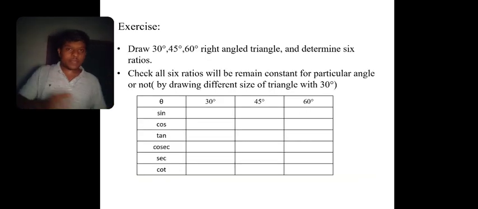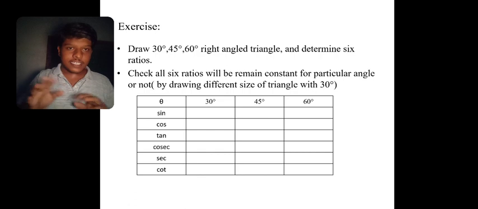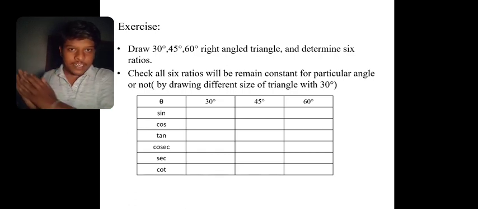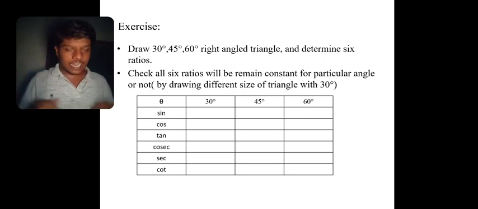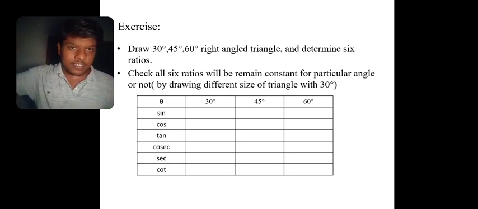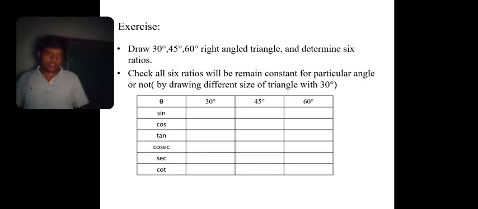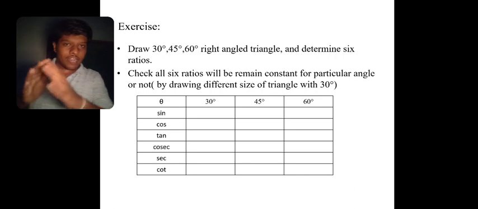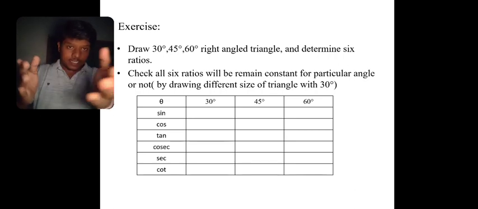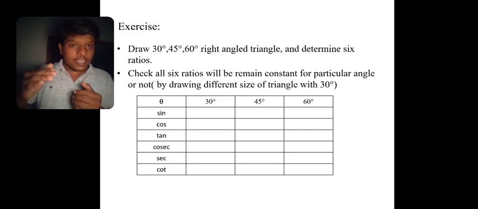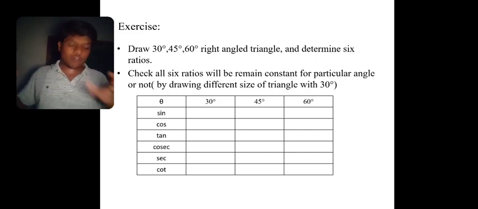I want to give some exercise for your homework. You have to construct 30 degree, 45 degree and 60 degree right angle triangles and write the ratios. Just write sin, cos and tan, forget about the rest of the 3. This is the first exercise, and derive some constant values, that is, the ratios. The second exercise is to check all the 3 ratios.